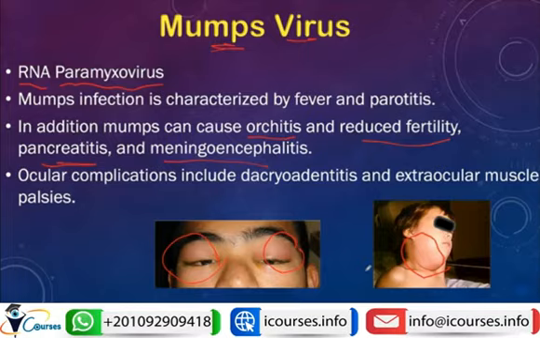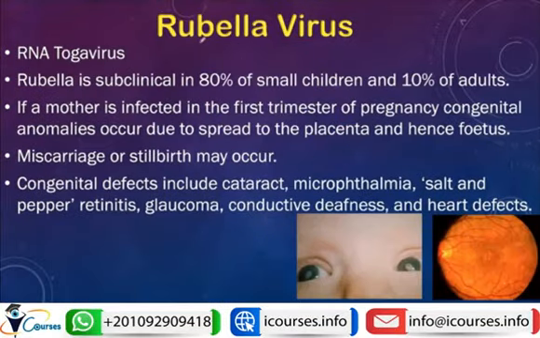The rubella virus is an RNA virus belonging to the Toga virus family, and it is present subclinically in about 80% of small children and 10% of adults. The problem with rubella is that if it infects the mother in the first trimester of pregnancy, this will result in congenital anomalies due to spread of the rubella from the mother to the fetus through the placenta, leading to what's called congenital rubella syndrome.